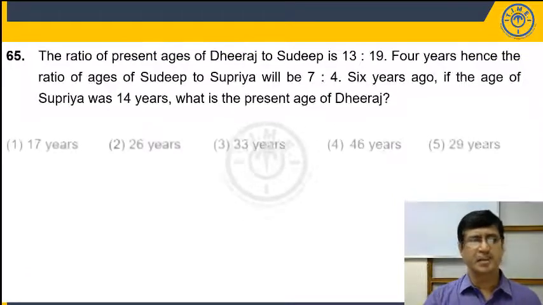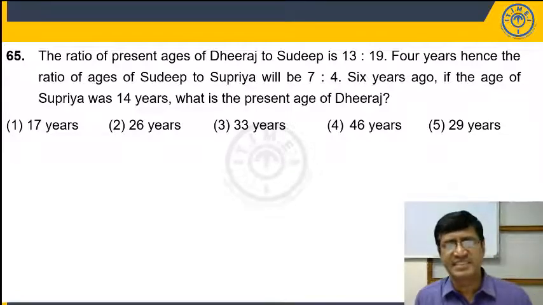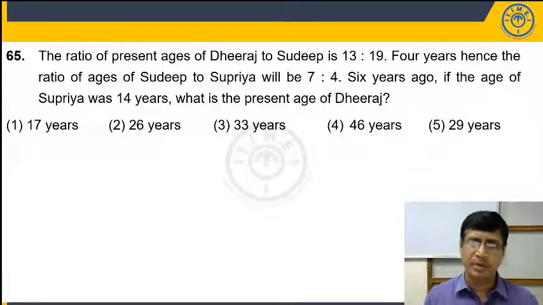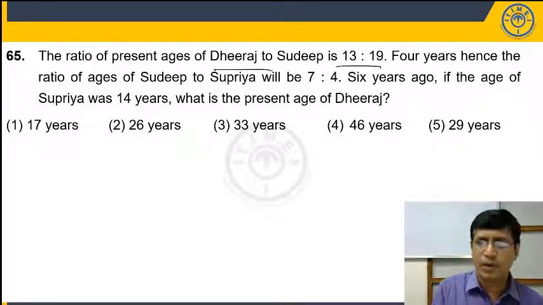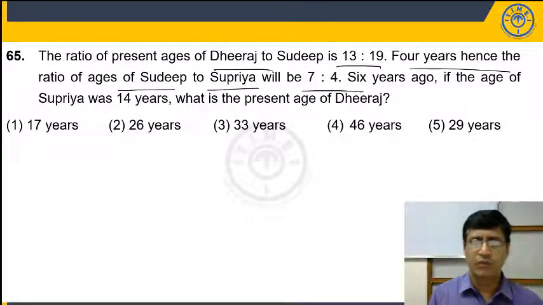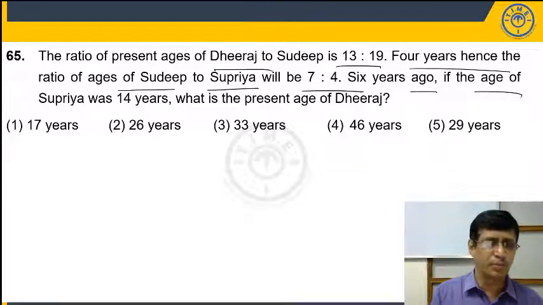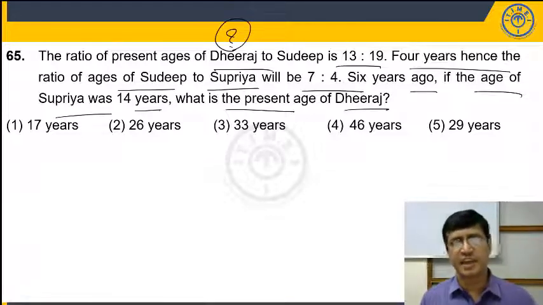Now look at the next example on your screen. The ratio of present ages of Dheeraj to Sudeep is 13:19. 4 years hence, the ratio of the ages of Sudeep and Supriya will be 7:4. 6 years ago, if the age of Supriya was 14 years, what is the present age of Dheeraj? Dheeraj's present age to be found.